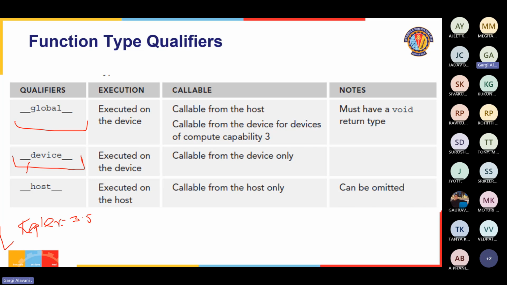For that, the reference from where I took this table, that textbook was written in the era of Kepler architecture and Fermi architecture, and it is mostly comparing the two. In the Fermi architecture, where the compute capability was below 3, you could not call these functions from the device. But with Kepler architecture, it was introduced that you can call these functions from the device as well.